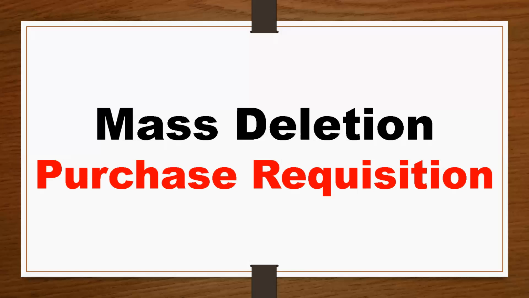So this is actually not something that happens in real-time scenarios. In a real-time system, whenever there is a duplicate purchase requisition, or any purchase requisition which has been created by mistake or for any other reason, mass deletion is required. So let's see inside the system how we can delete the purchase requisition in this process.